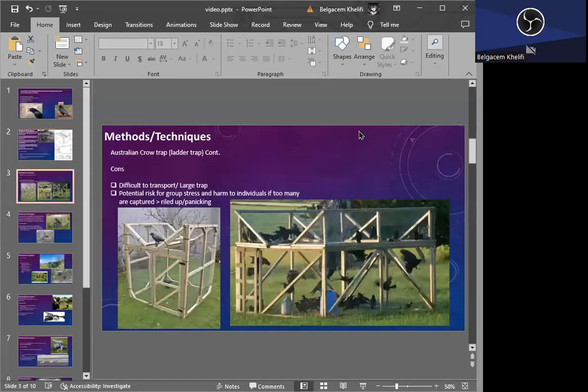Some of the disadvantages with the Australian crow trap is that it's large and difficult to transport and set up. There's a potential risk for group stress and harms if too many individuals are captured and they get riled up and start panicking.